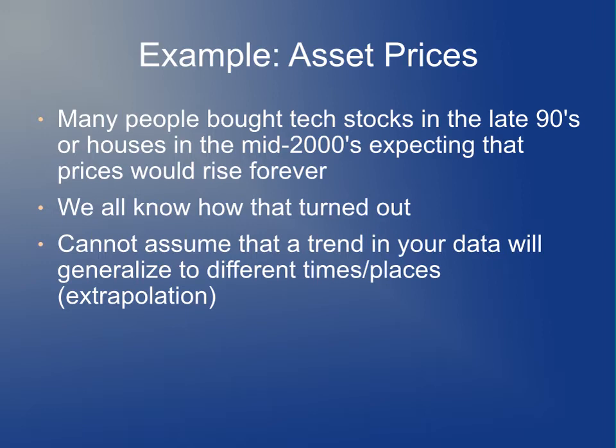Another good example of this is asset prices. If people bought tech stocks in the late 90s or houses in the mid 2000s, thinking they would become rich really fast, well, if you pay any attention at all to the news, you know that that turned out very badly for them. That indicates that you should not assume that a trend in your data will be generalizable to different times or different places. This is known as extrapolation and can give you incorrect results, which we'll discuss in more detail in the future.